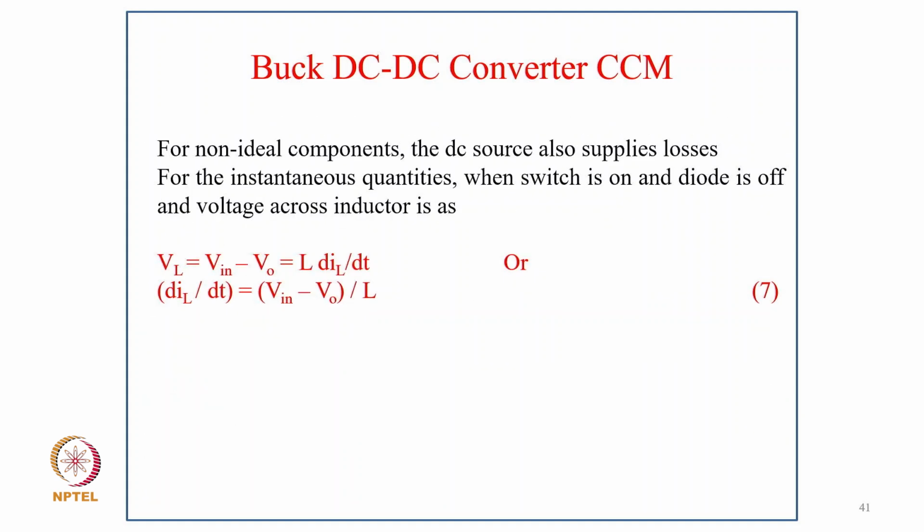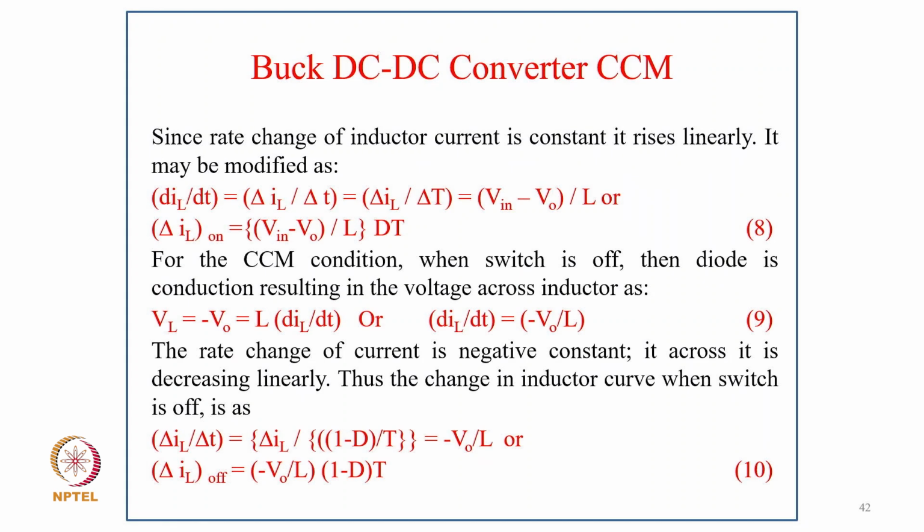For non-ideal components, the DC source always supplies the losses. For the instantaneous quantity when the switch is on or the diode is off, the voltage balance across the inductor is VL equals Vin minus VO equals L di by dt, or dIL upon dt equals (Vin minus VO) upon L. That gives the constant slope of the inductor current rising, if the inductor is not saturated. Since the rate of change of inductor current is constant, it rises linearly.